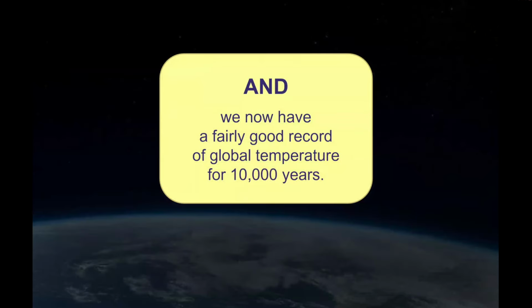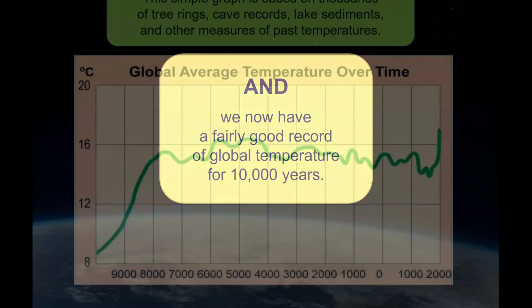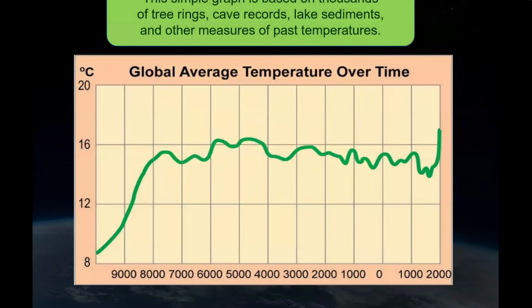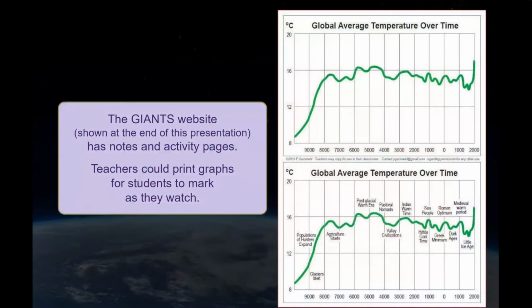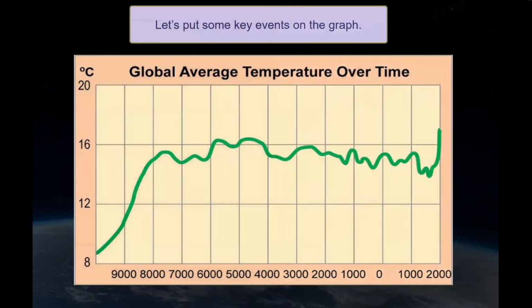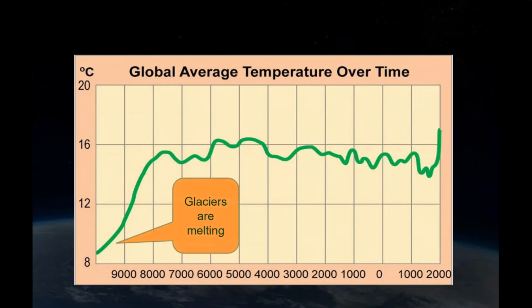And we now have a fairly good record of global temperature for the last 10,000 years. This simple graph is based on thousands of tree rings, cave records, lake sediments, other measures of past temperatures. The Giants website that I'll show at the end of the presentation has this graph that you could print and hand out to students, and they can follow along while we just put a few key events on the graph.